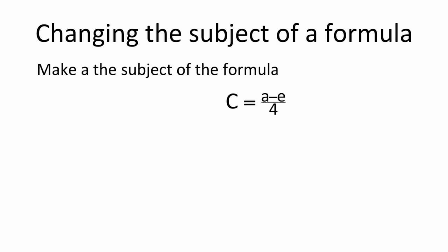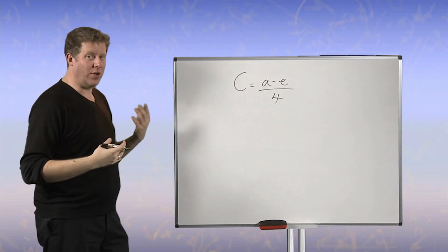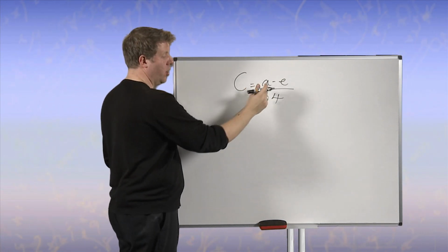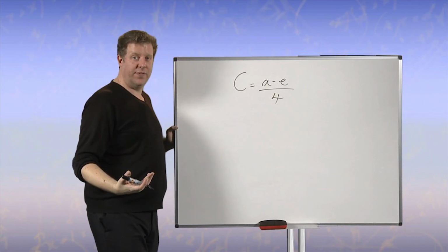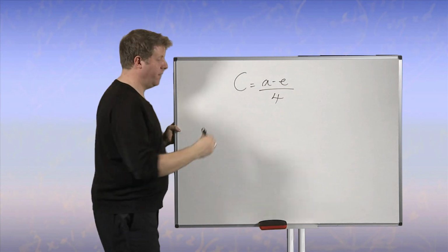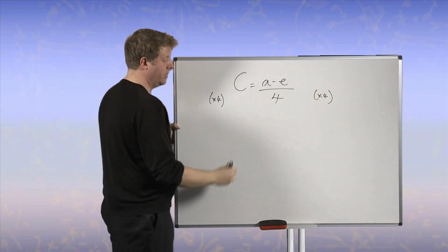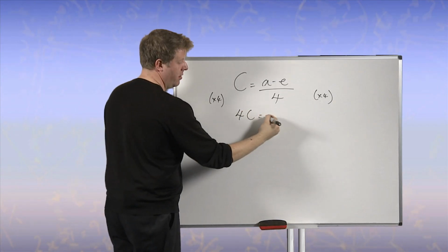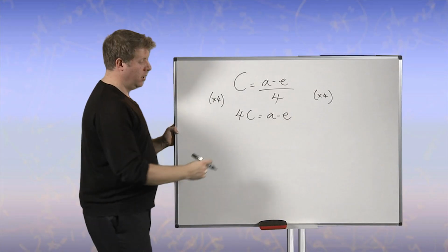In this question, we're going to make a the subject of the formula, and it's c equals a minus e over 4. So let's take a look at what we need to get rid of first. Before we can do anything here at the top, we need to get rid of that divide by 4. The opposite of dividing by 4 is multiplying by 4. So both sides get multiplied by 4 to give me 4c equals a minus e. Almost there.